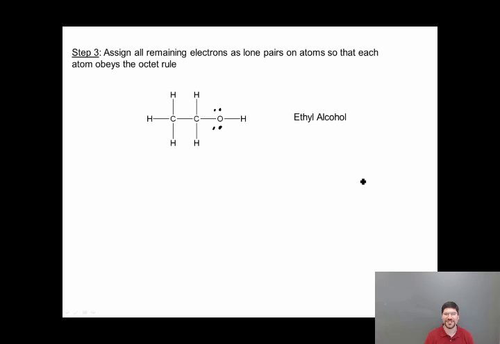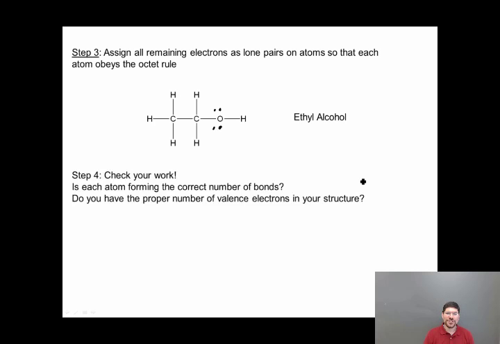This is a common organic molecule called ethyl alcohol, one that some of you may be quite familiar with in a more recreational setting. So step 4 is to check your work. You can always check your work in these problems by looking at the atoms: is each atom forming the correct number of bonds? Check. And do you have the proper number of valence electrons in your structure? Do we have 20 of them total? Yes. Good.